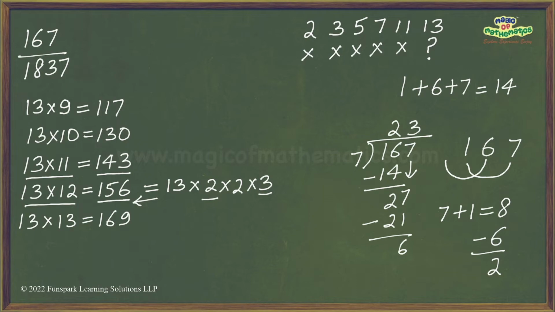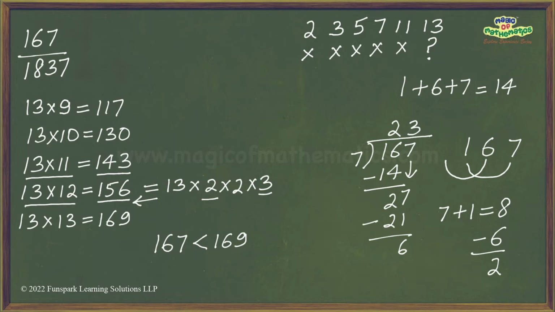Now, coming back to our number 167. 167 is less than 169. So, if at all 167 was divisible by 13, it would be 13 times some number less than 13. And that number or its factors would have already been found out earlier. Hence, it doesn't make sense to check if 13 is a factor.